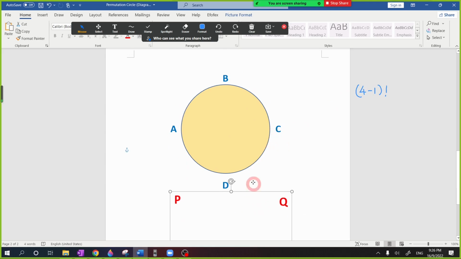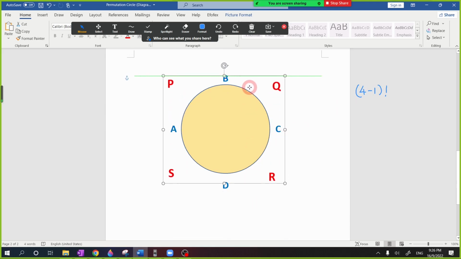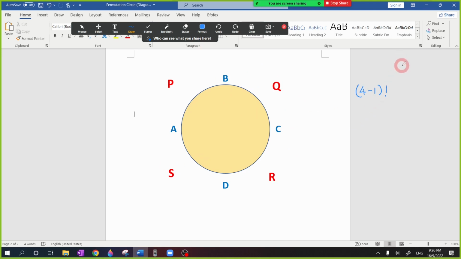Now, let me bring in the girls. P, Q, R, S, they are the women. So how many ways can we arrange this P, Q, R, S? Here you need to be more careful. We cannot think that, okay, because now we have 4 letters, we want to arrange them in a circle, so 4 minus 1 factorial. This is not correct in this situation. Why is this not correct? Okay, let me explain to you.